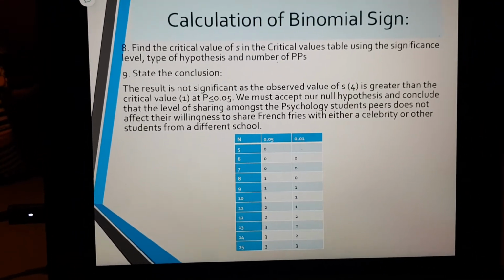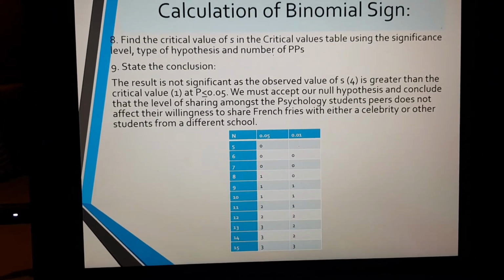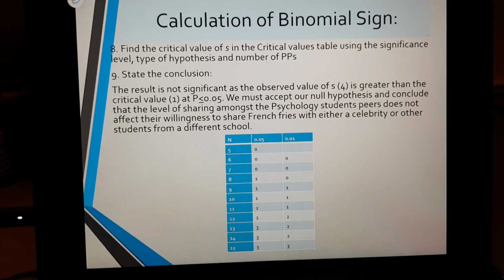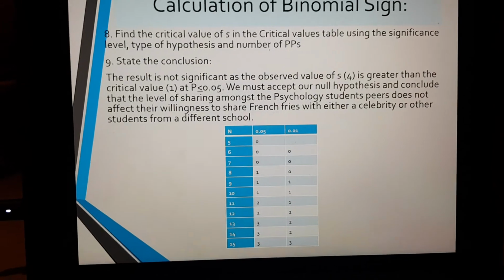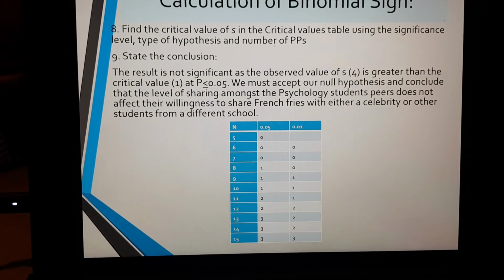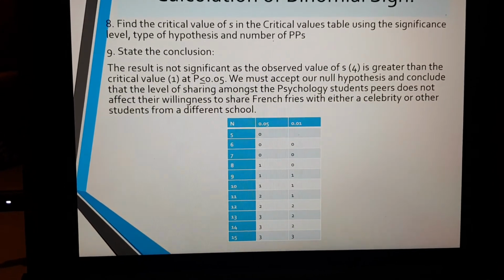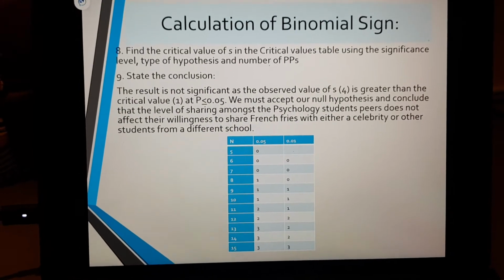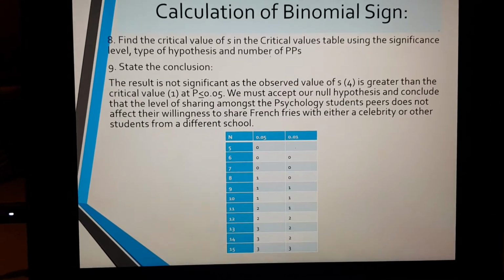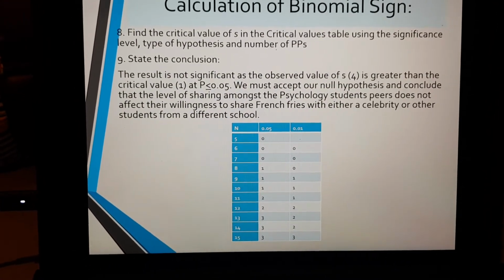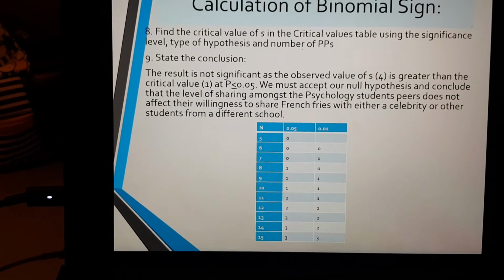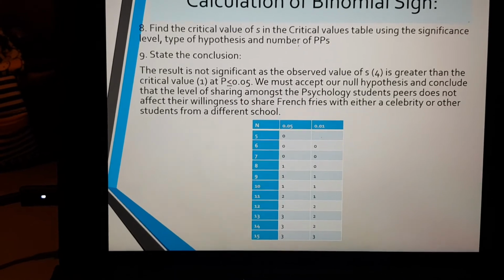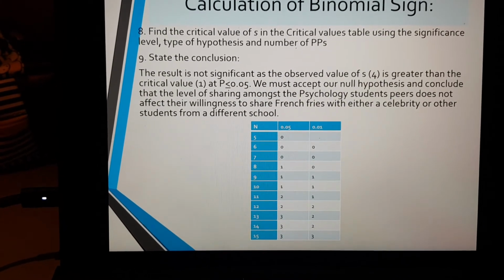We need to acknowledge the rule of R. Is there an R in the test name? Binomial sign, no. Okay, so our observed one, the one that we calculated, has to be smaller or equal to the one in the table. So then you just state your conclusion and rationale. So in this particular example, we haven't got a significant result, okay, because 4 is bigger than 1.